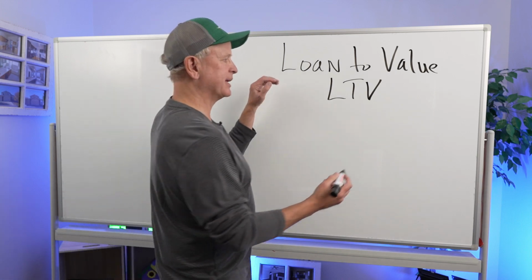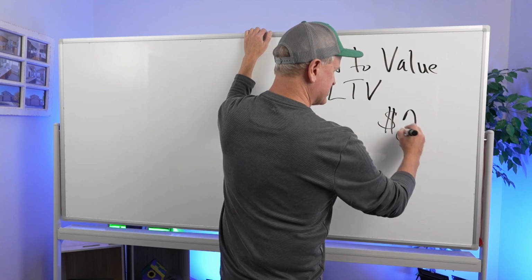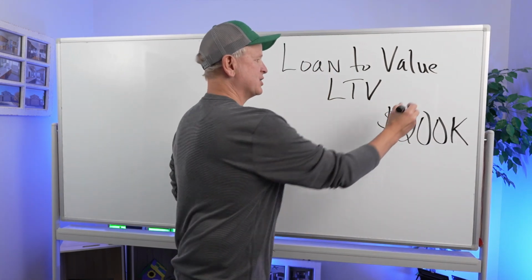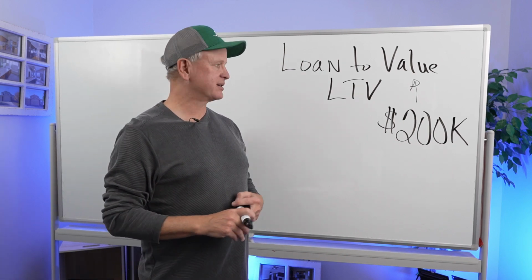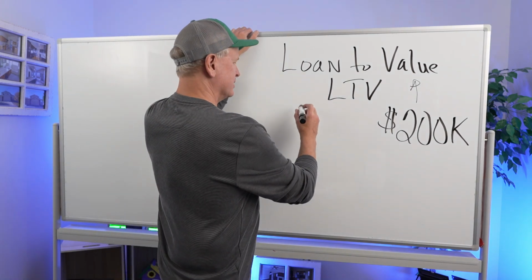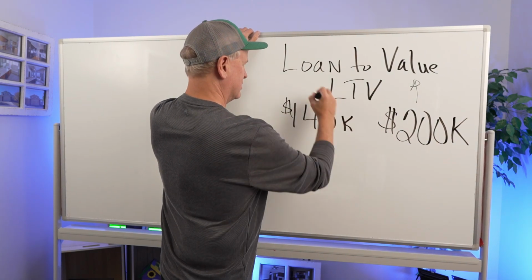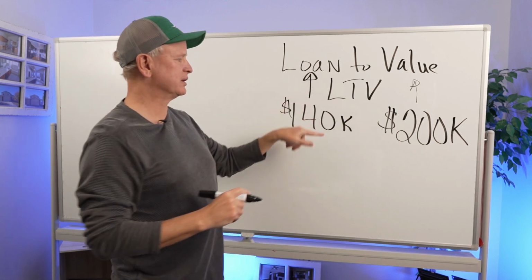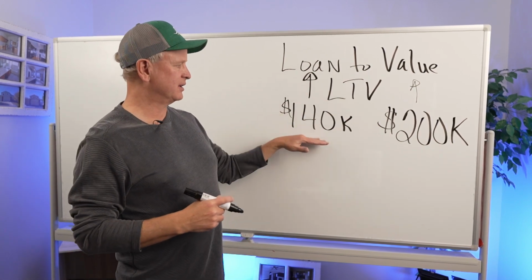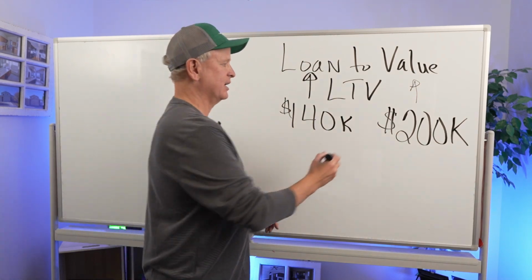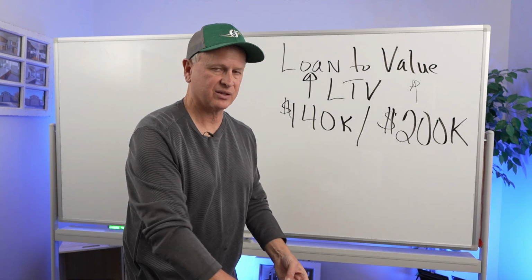So if you're buying a property, let's say you're buying it for $200,000. That's your purchase price. That's your current value. And your lender says, well, I'm going to lend you $140,000. They're going to do a loan for $140,000. So just like loan to ARV, we have the loan on this side, we have the value on this side. We're just going to divide the loan amount by the $200,000, in this case the value.